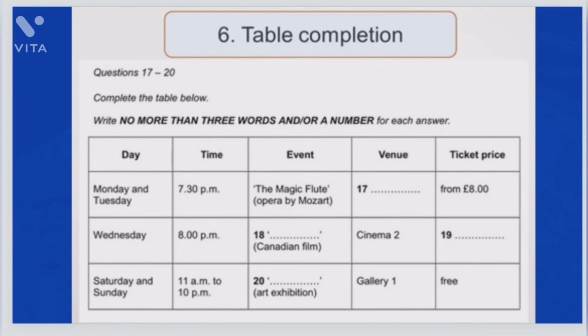Table completion. It also requires you to fill in missing information. The table will be made up of columns and rows containing information. Tables generally categorize information, that is, they group pieces of information that are related in some way or share the same features. This sample question follows on from the note completion question we have just looked at and is also about the National Arts Center.